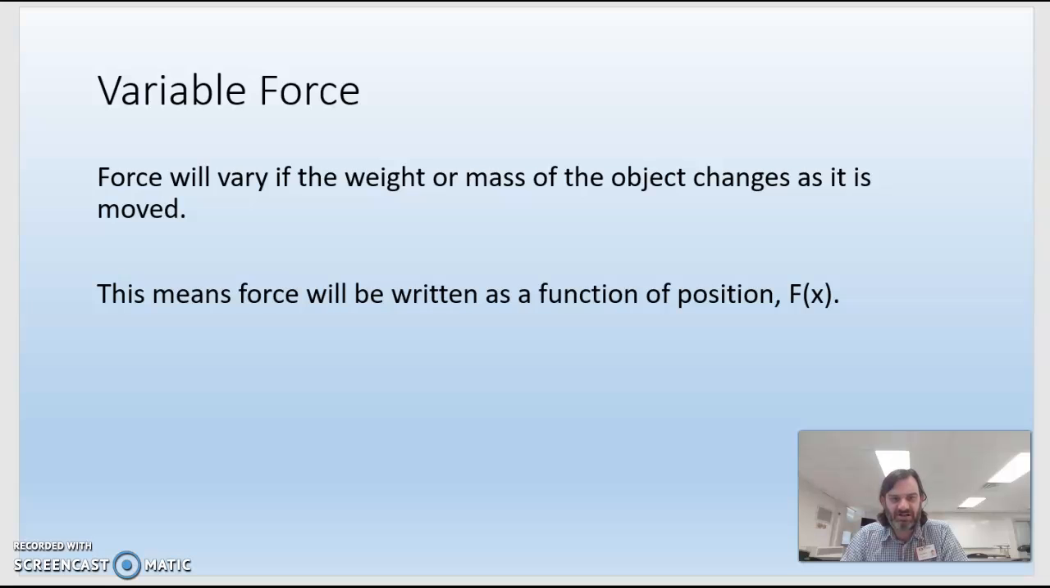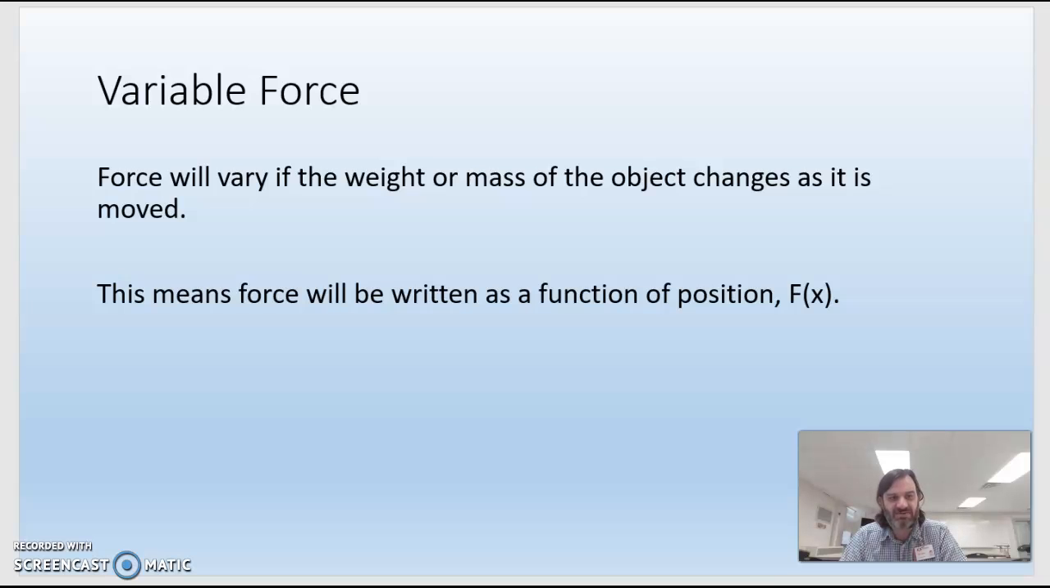Variable force problems now, where the force changes. This means the mass of the object changes as it moves. So most of the examples we have will be like we're trying to move a container that is leaking. As it leaks over time, it would weigh less or have less mass, so it would probably use less force to move it because it would weigh less.